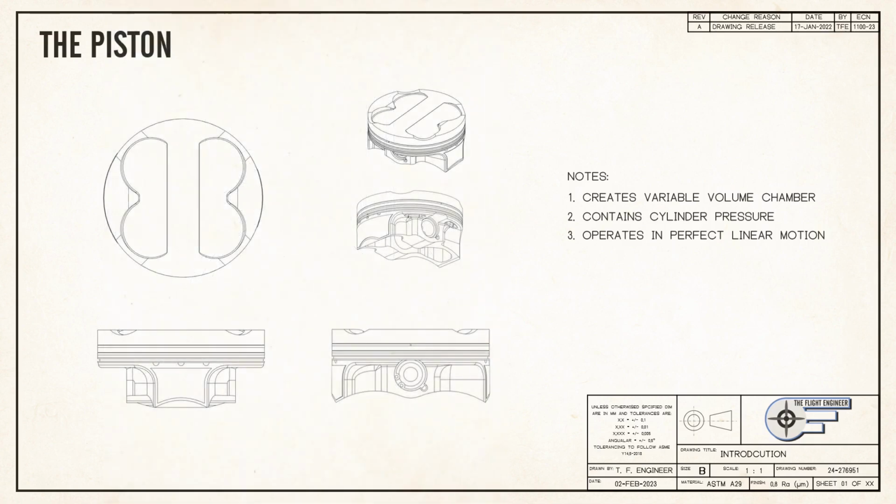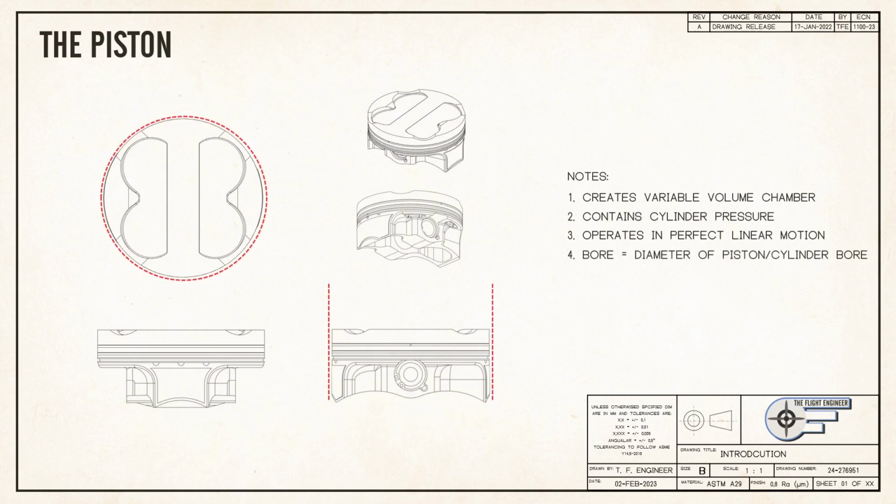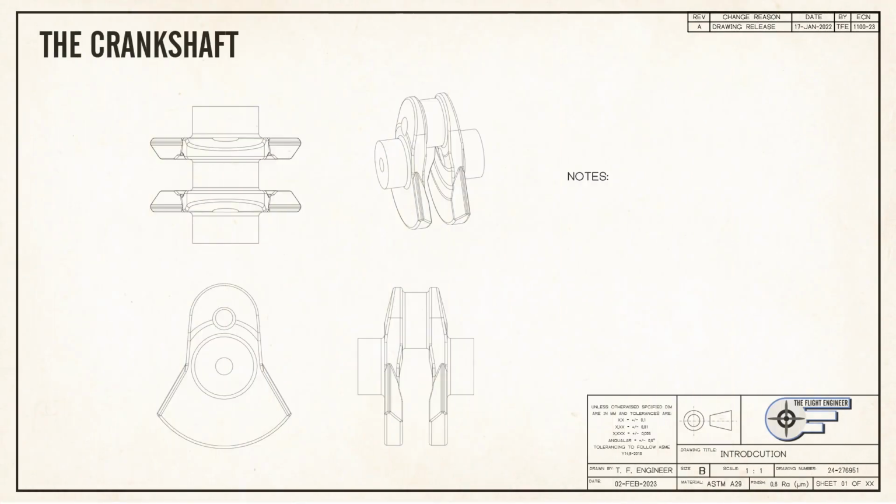The critical dimension of the piston is the bore, which is the outside diameter of the piston or the inside diameter of the cylinder's bore. Next, we'll look at the crankshaft.